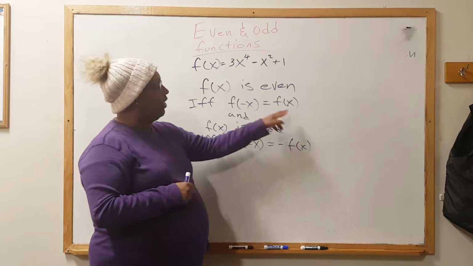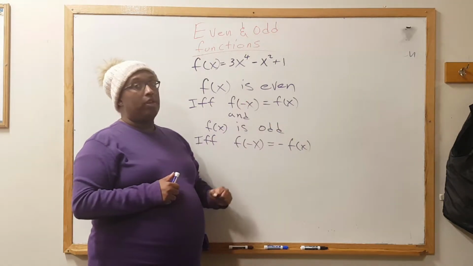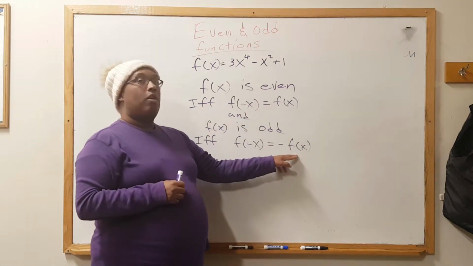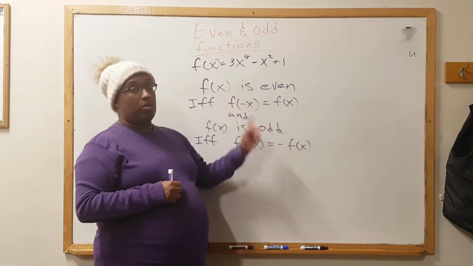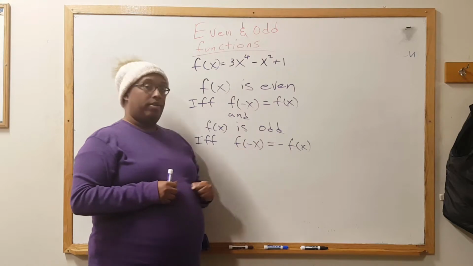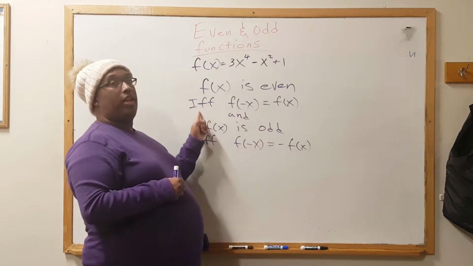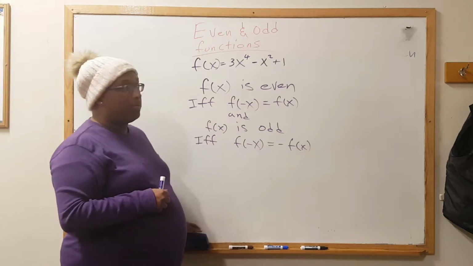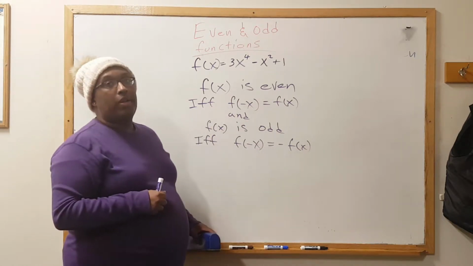If we plug it in and we get the original function, then it's even. If we plug in negative x into our function and we get out the opposite of the original, then it is odd. Again, this is if and only if. Now that we have our formulas up, we can apply it to the problem.